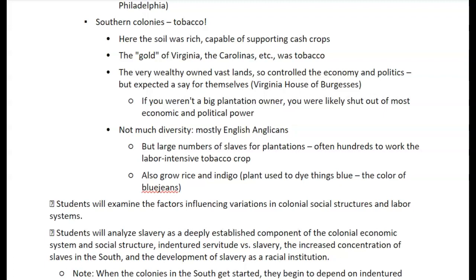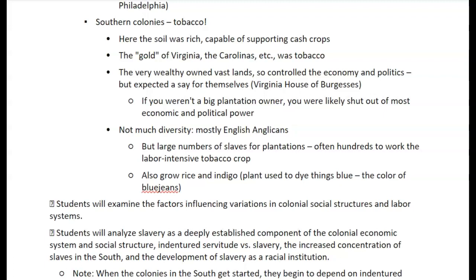The leaves then have to be processed. They have to be dried and all of this. The soil has to be constantly tended for weeds. So it took a lot of manpower, and therefore these big plantations. In New England, as I said, if you had a slave at all, you had 2, 3. In Virginia, you had 200, 300. Also point out, in the South, they grew rice and indigo. You should remember that. Indigo is the plant that you use to dye things blue. The blue jeans originally were dyed with indigo.